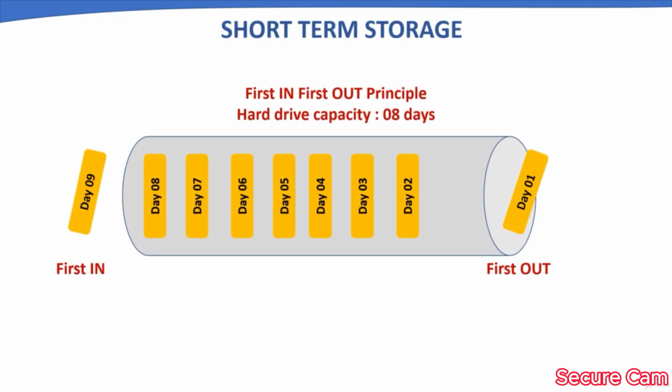Short-term storage. Short-term storage is the recycling of the available storage space using the first in first out principle, or FIFO principle. In other words, if the recorder has a drive capacity to store only 8 days, then on the 8th day the recording done on day 1 would have been erased from the hard disk, giving place to record the video footage of day 9.